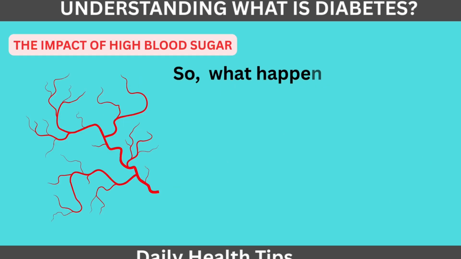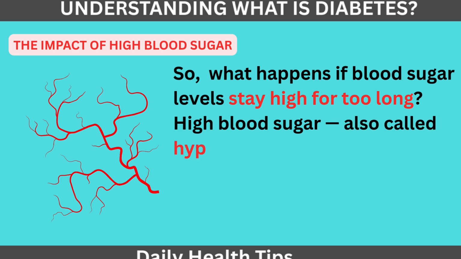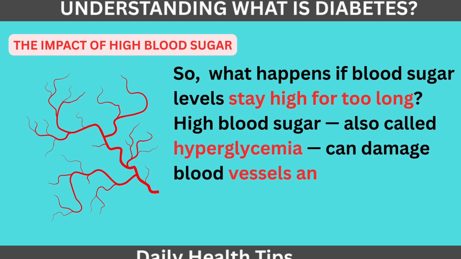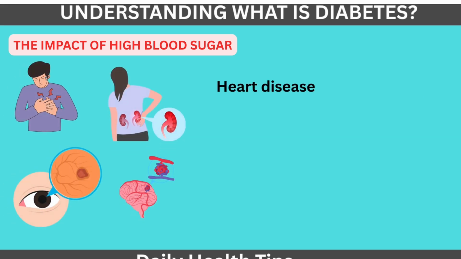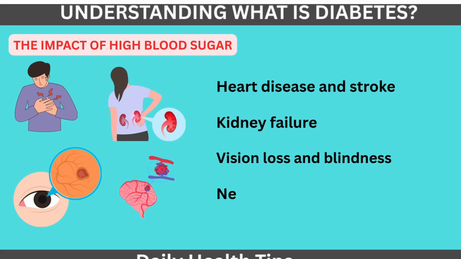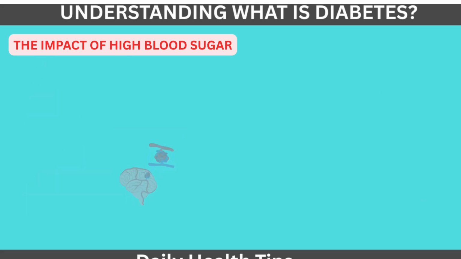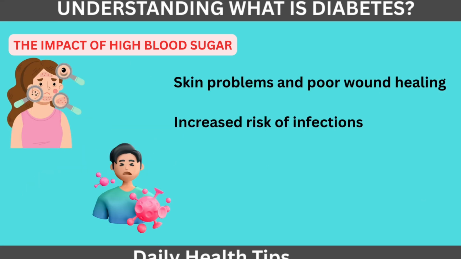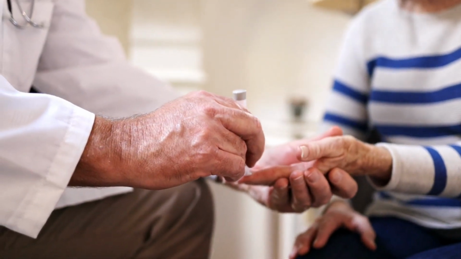The impact of high blood sugar. So, what happens if blood sugar levels stay high for too long? High blood sugar, also called hyperglycemia, can damage blood vessels and nerves throughout the body. If left untreated, diabetes can lead to serious complications such as heart disease and stroke, kidney failure, vision loss and blindness, nerve damage causing pain, numbness, or even amputations, skin problems and poor wound healing, increased risk of infections. This is why early diagnosis, consistent monitoring, and effective management are so important.